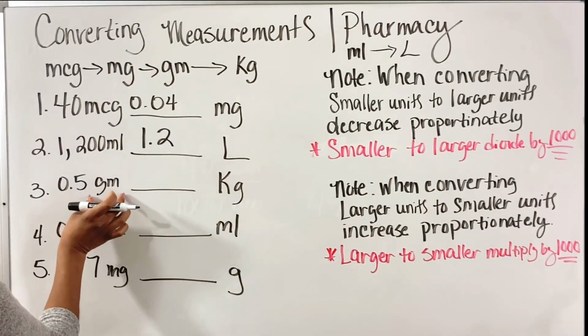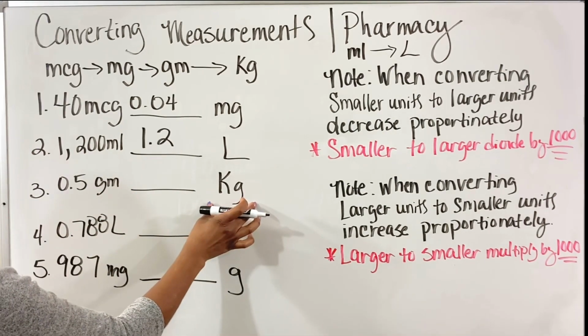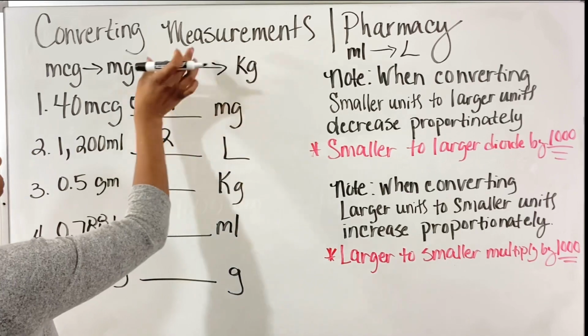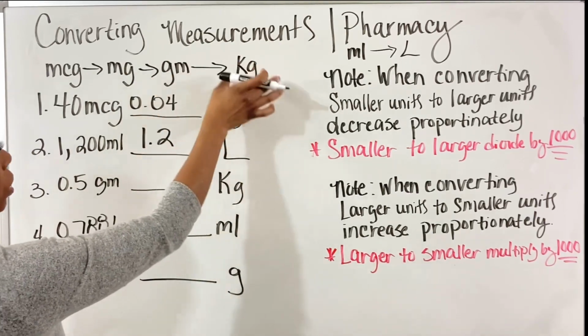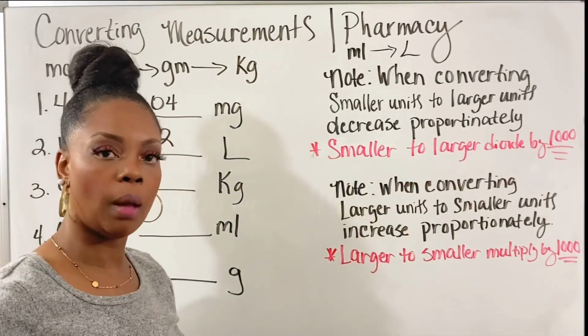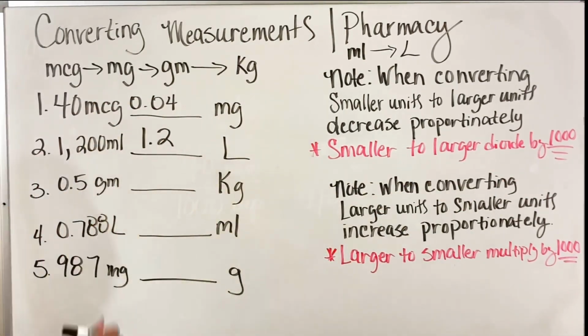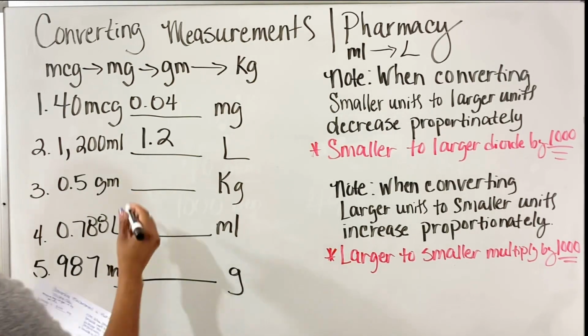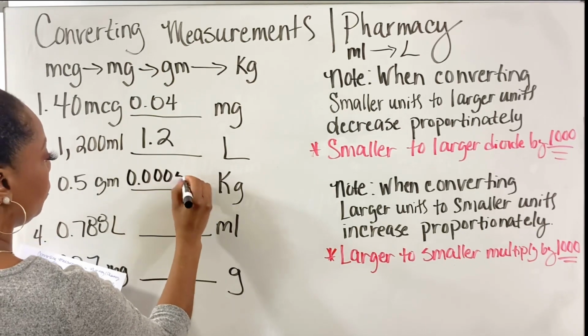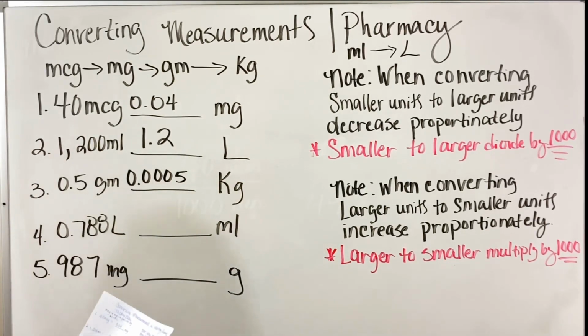So we're going to move from grams to kilograms. Remember, this one is going from smaller to larger. So if this is smaller to larger, we're going to divide by 1,000. That's exactly what we're going to do. 0.5 divided by 1,000. That's going to equal 0.0005 kilograms.